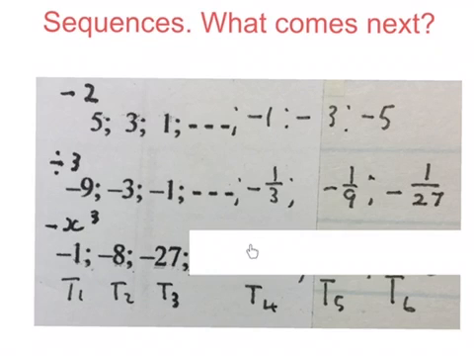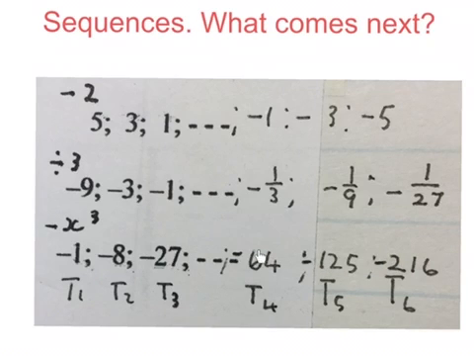So to find this answer over here, I'm going to put down a minus, and then I'm going to take 4 times 4 is 16, times 4 is minus 64. Then I put down a minus, and I take 5 times 5 is 25, times 5 is 125. Then I put down a minus, and I take 6 times 6 is 36, times 6 is 216.